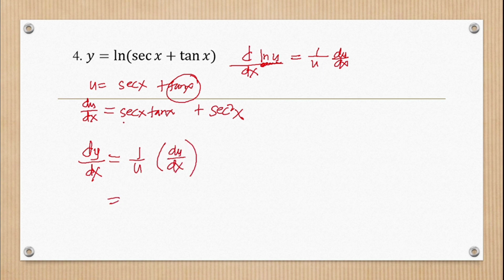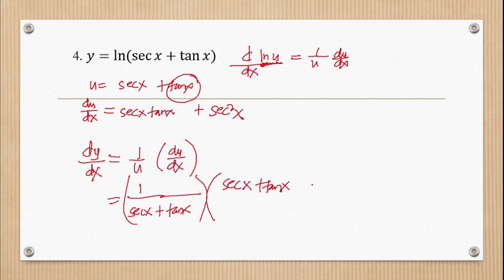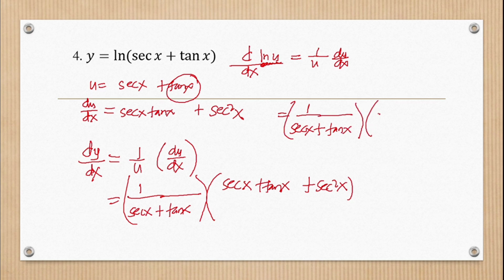So what is our u here? 1 over sec x plus tan x times the derivative of this one, which is sec x tan x plus sec squared x. So we could simplify this one. We could factor. So 1 over sec x plus tan x. We could factor this part as sec x times tan x plus sec x.